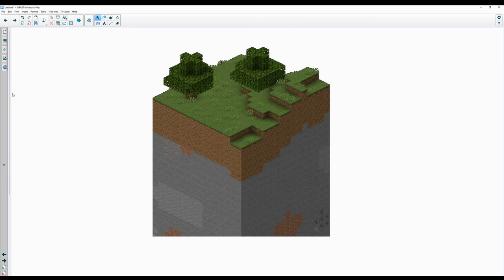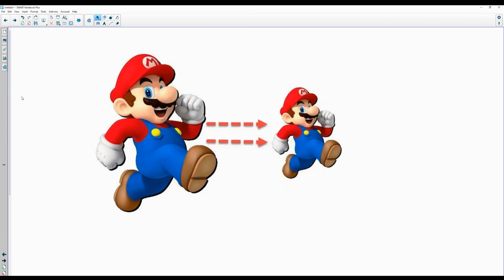Number six is chunk. I guess in Minecraft, this is a little chunk of something. You take a little bit of it. Chunk. The next one is shrink. Shrink.